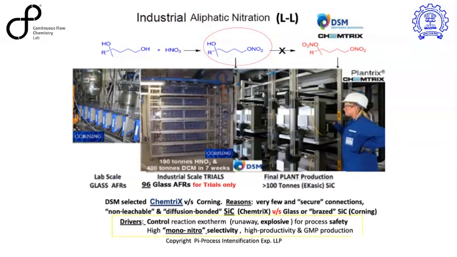This one is the famous example from DSM. They could successfully develop and scale up the process for the aliphatic O-mononitration of a diol. It is important to note here that the dinitration has to be avoided due to the explosive nature of the dinitrated product. This process was not safe to scale up via batch, and hence, continuous flow provided the required solution. Silicon carbide reactors from Chemtrix were used for the scale-up process.